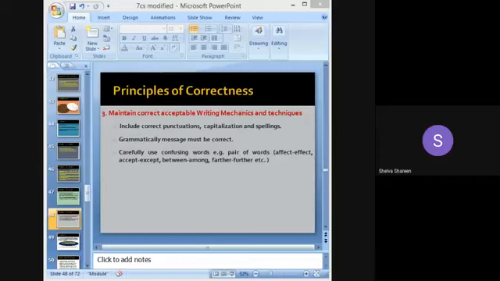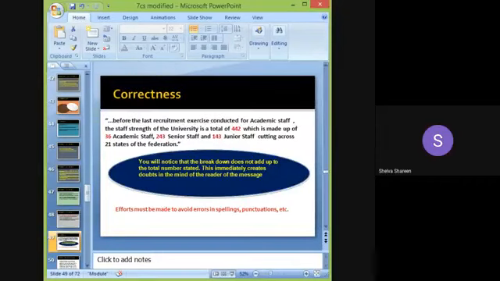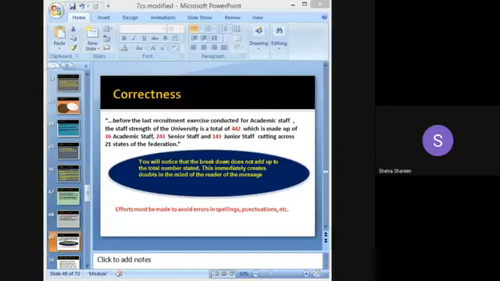use them wisely. Okay, now they have given this example. Who will read this example? Before the last recruitment exercise conducted for academic staff, the staff strength of the university is a total of 442, which is made up of 36 academic staff, 243 senior staff, and 143 junior staff, cutting across 21 states of the federation. You will notice that the breakdown does not add up to the total number stated. This immediately creates doubts in the mind of the reader of the message.